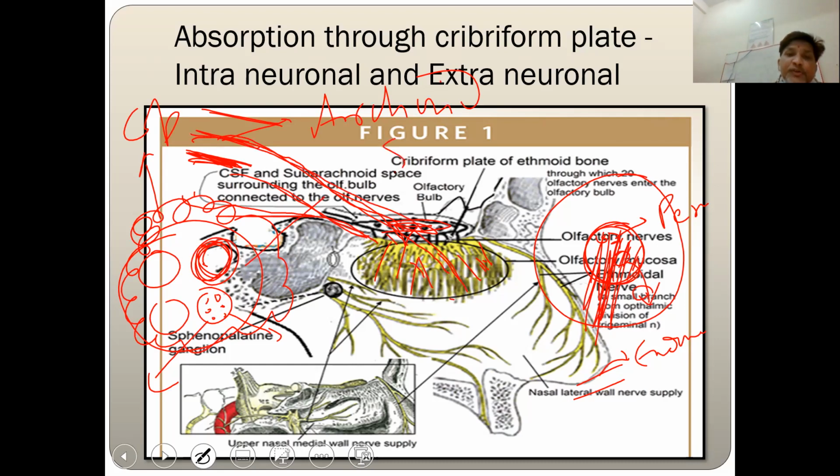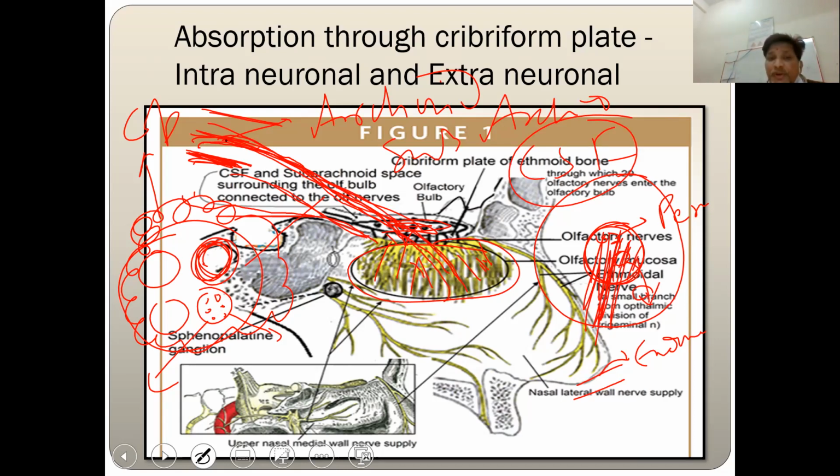subarachnoid space. What is the subarachnoid space? It has CSF. So you can see a direct portal is available for drug absorption when the drug is absorbed through the olfactory mucosa, because it ascends along the perineurium and enters into the subarachnoid space. Because of the anatomical continuation of the arachnoid layer with the perineurium, this direct pathway of drug distribution is available in the olfactory region, when the drug is absorbed through the olfactory region.